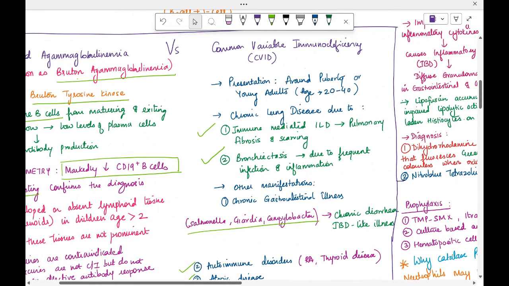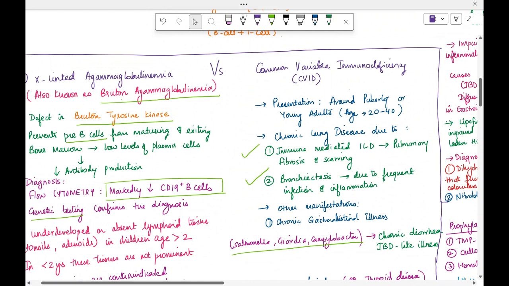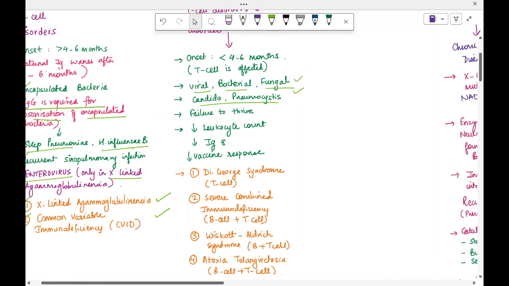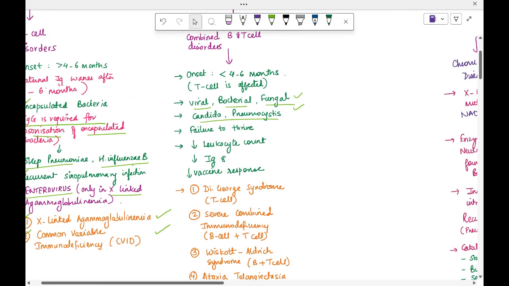That is common. Okay. And in Bruton agammaglobulinemia, there is a problem with the maturation of B cells, and they don't exit the bone marrow. That is why the CD19 B cells are very low. So that is the main feature that we can see on the flow cytometry. And then we do genetic testing. A defect in the Bruton tyrosine kinase will confirm the diagnosis. Okay. Now we come to the T cell disorders, and the combined B and T cell disorders, because they have common features. That is why we have taken them together.